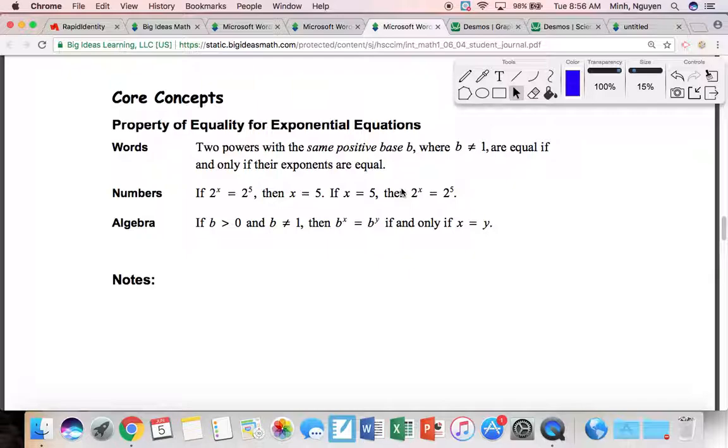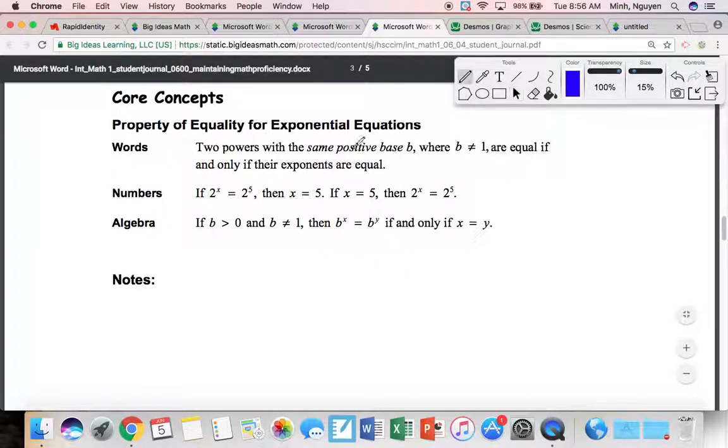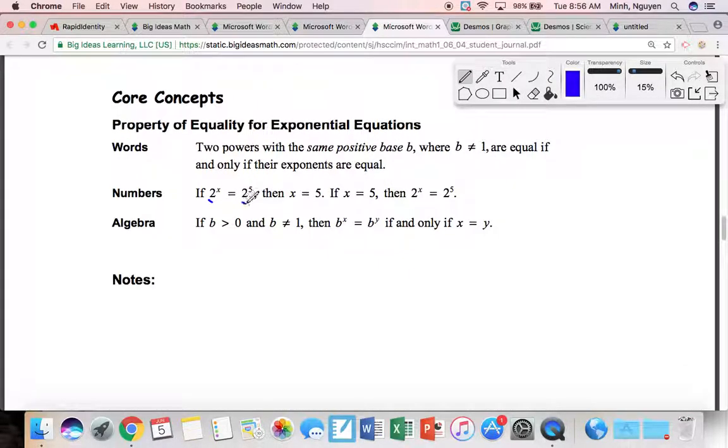Two powers of the same positive base b, where b is not equal to 1, because 1 times itself any number of times will always equal 1, are equal if and only if their exponents are equal. So if you look at this, they give you a base 2, and if x is equal to 5, then for them to be equal, x has to be 5. So again, b has to be greater than 0 and not equal to 1. Then b to the x equals b to the y if and only if x equals y.